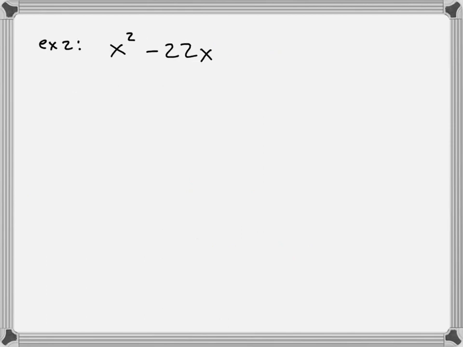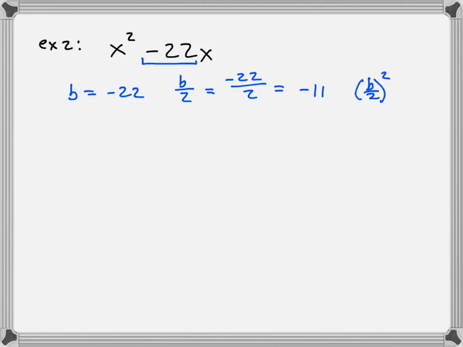Here we have an x squared minus 22x. So what are we doing? We're looking at the b term. So my b is negative 22. We need to take that and divide by 2. So b divided by 2 is negative 22 divided by 2, which gives us negative 11. And then we need to square it. So we're taking the b, dividing by 2, and squaring it, which gives us negative 11 squared, which is 121. So if we were trying to complete the square, x squared minus 22x, the missing piece that we would need to add is 121.